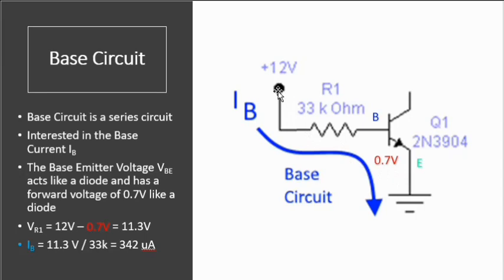If we start with 12 volts, and we drop 0.7 volts across here, what's left over is going to be across R1. So 12 minus 0.7 is 11.3 volts. We know what our resistor value is, 33K, so if we use Ohm's law, the base current will be equal to the voltage across the resistor divided by the resistance, and it'll give us 342 microamps.